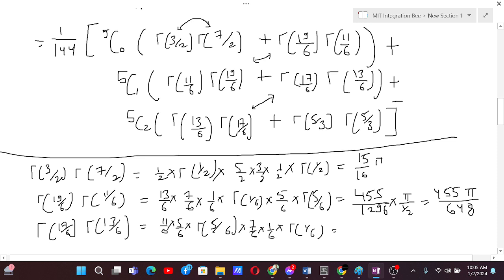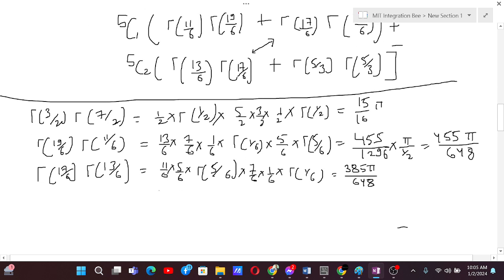So let me directly do that. 11 into 5 into 7 into 2 pi by 6 into 6 into 6 into 6 into 6 into 6. That is 385 pi by 648. 385 pi by 648. And now on the last one, that is gamma 5 by 3, gamma 5 by 3.